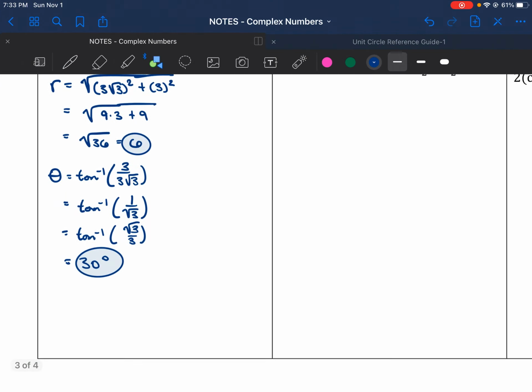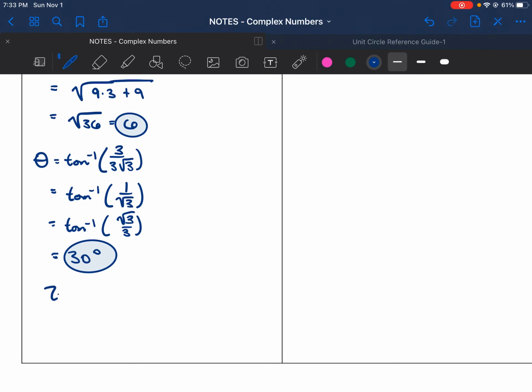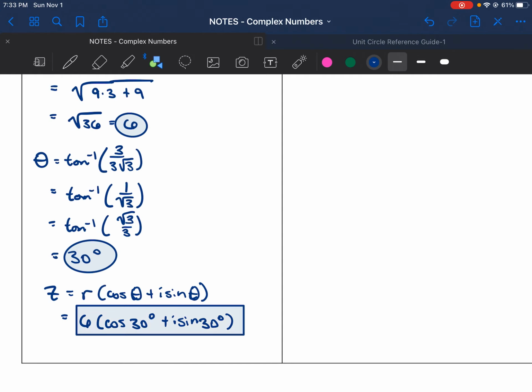And now let's put it all together. We know that z, the complex number, is r times cosine of theta plus i sine of theta, which is going to be 6 cosine of 30 degrees plus i sine of 30 degrees. Beautiful. And I even got the shaded box. Awesome.